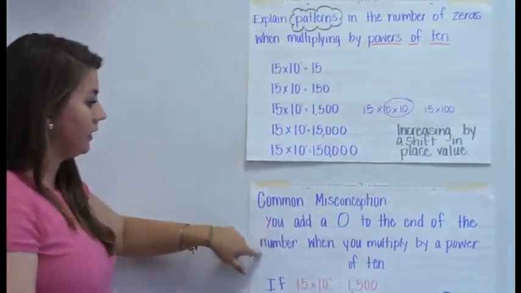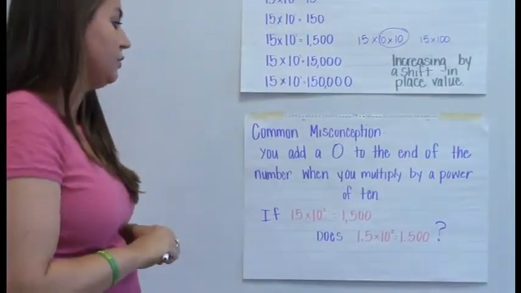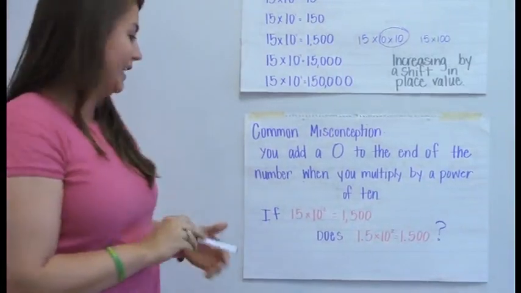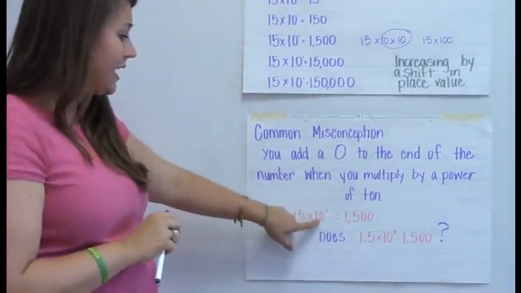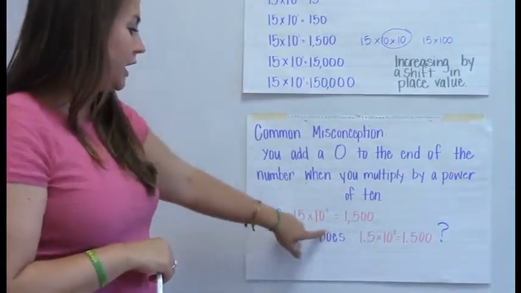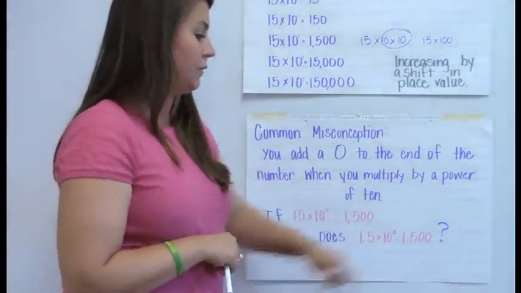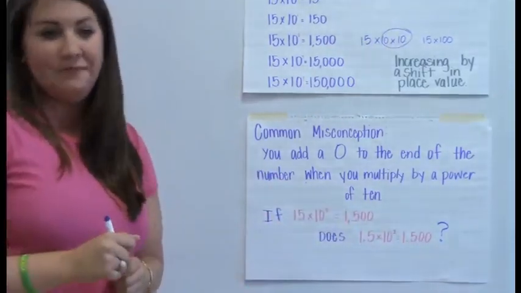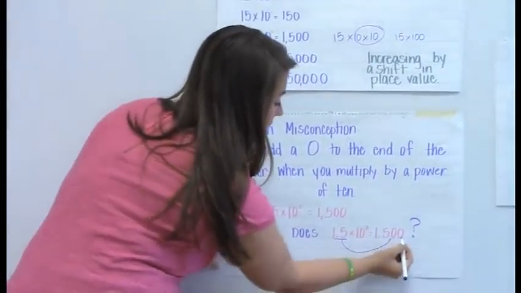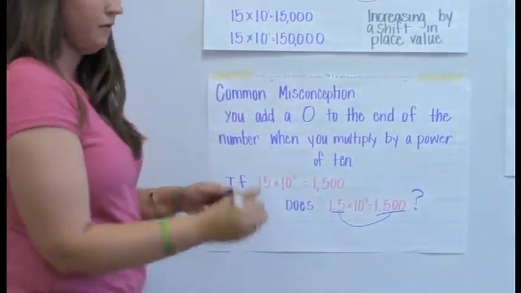So if you look down here, I wrote up our common misconception that you just add a 0 to the end of the number when you multiply by a power of 10. I like to squash that conception by asking if 15 times 10 to the second power is 1,500, does 1 5/10 times 10 to the second power equal this number? And the answer is no. Because you can see here that actually 1 5/10 has the same value as this number, because these zeros aren't really holding a place value.